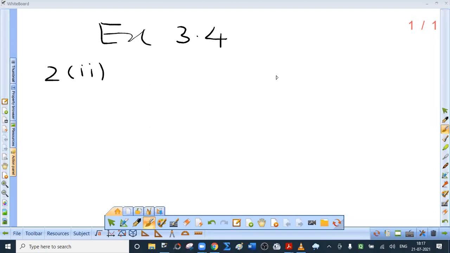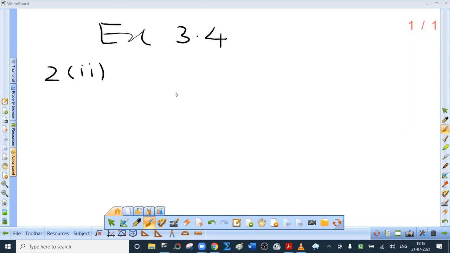I will use A and B only instead of C and D, one and the same. Sin A plus sin B is 2 sin of A plus B by 2 into cos of A minus B by 2. Sin A minus sin B is 2 cos of A plus B by 2 into sin of A minus B by 2. Cos A plus cos B is 2 cos of A plus B by 2 into cos of A minus B by 2. Finally, cos A minus cos B is minus 2 sin of A plus B by 2 into sin of A minus B by 2.